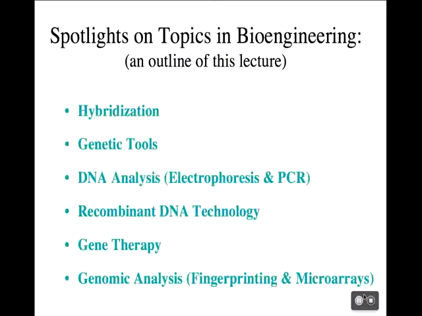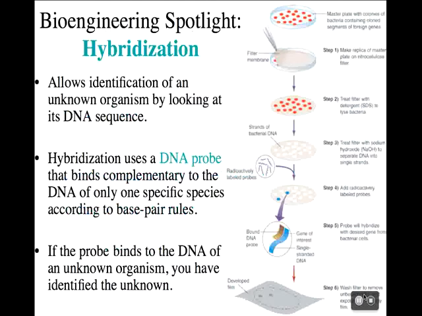All right. So this is sort of an outline of the different topics that we're going to talk about. I'll come back to this slide a couple of times as we move through. Sometimes we'll get into the nitty-gritty of various techniques, and it's nice to be able to go back and see what the outline is, where we're headed in this lecture. So let's start at the top here with hybridization. Hybridization is a technique that is going to allow identification of an unknown organism by looking at its DNA sequence.